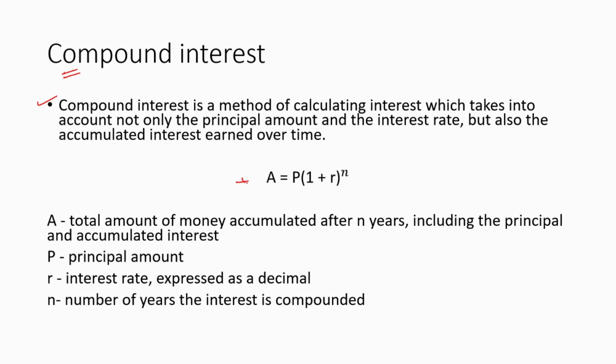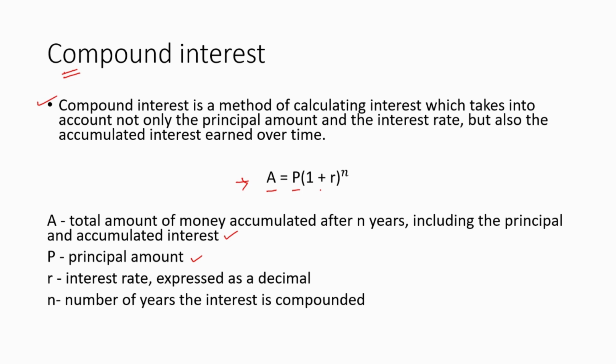This is the formula to calculate the compound interest. Capital A is the total amount of money accumulated after n number of years, including the principal and accumulated interest. Capital P is the principal amount, or the initial amount, or the original amount.